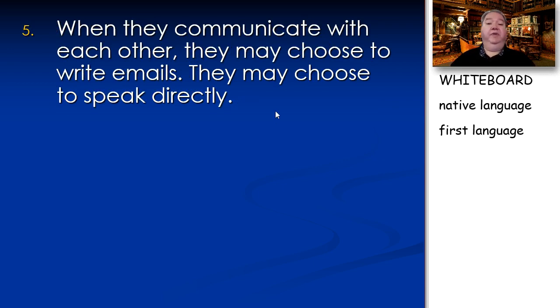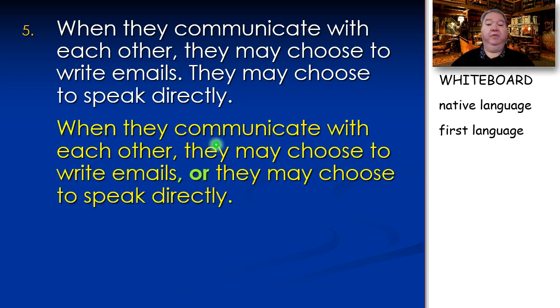When they communicate with each other, they may choose to write emails. They may choose to speak directly. So this is a choice here. They can write emails. They may choose to speak directly. So we need a choice here. Which conjunction, and, or, but, or so, gives you a choice? Or. When they communicate with each other, they may choose to write emails, or they may choose to speak directly.